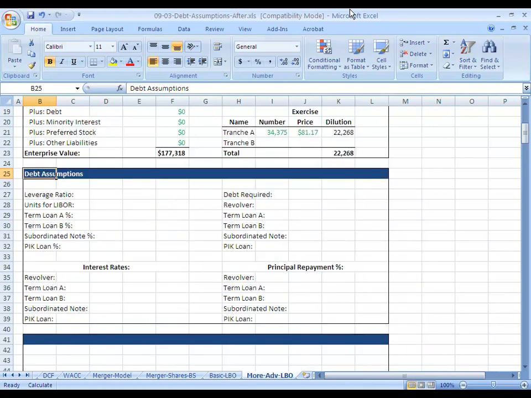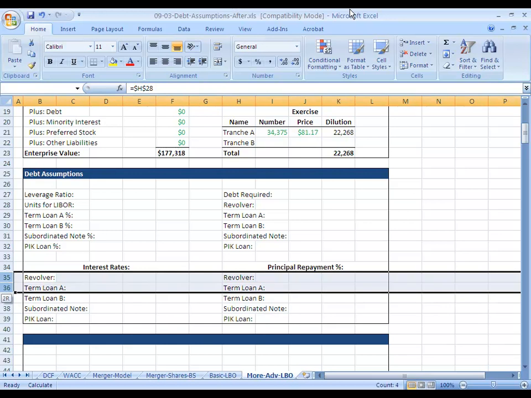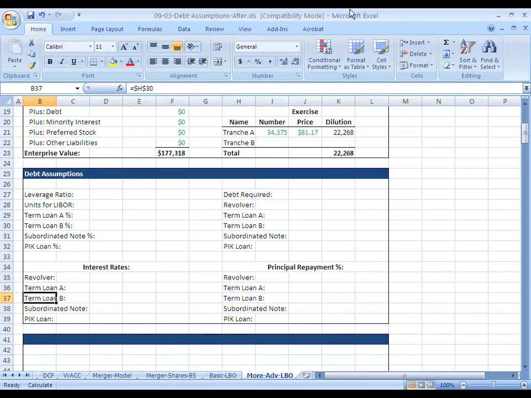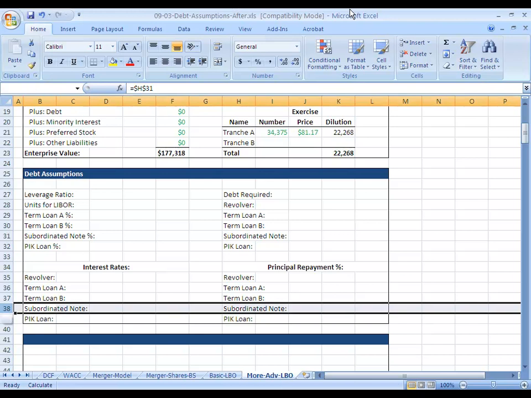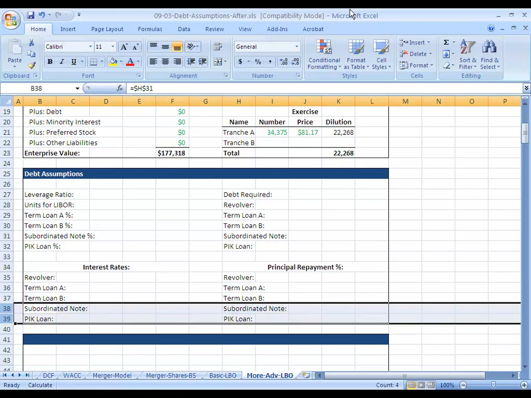In the more advanced model, we're going to be expanding on those, and we'll be looking at three different types of bank debt: the revolver, term loan A, term loan B, and then two different types of high yield debt, subordinated note and a PIK loan, a paid in kind loan.